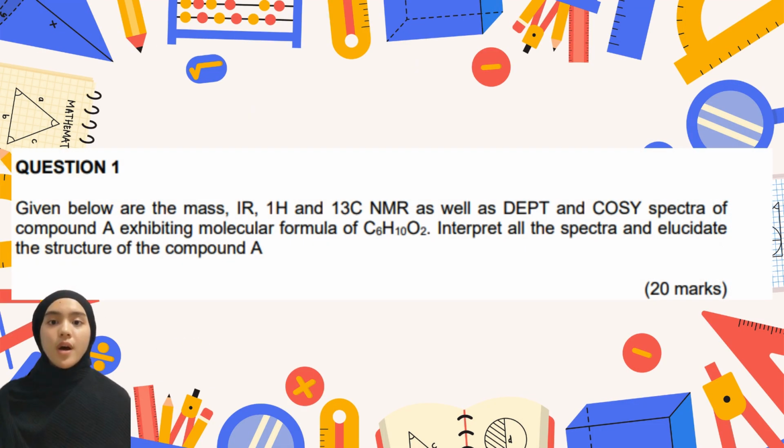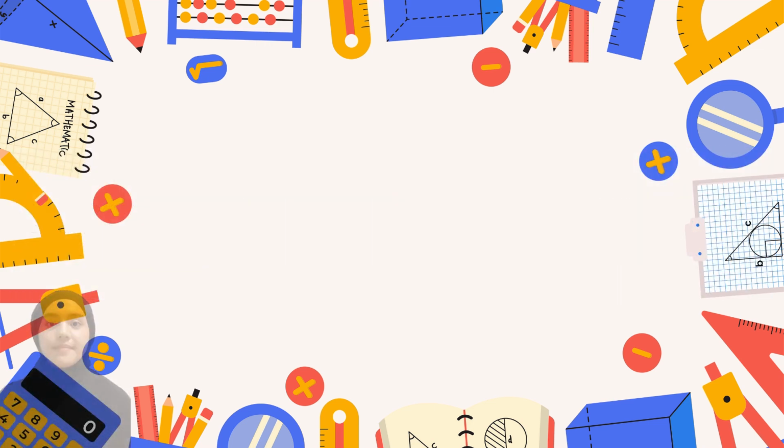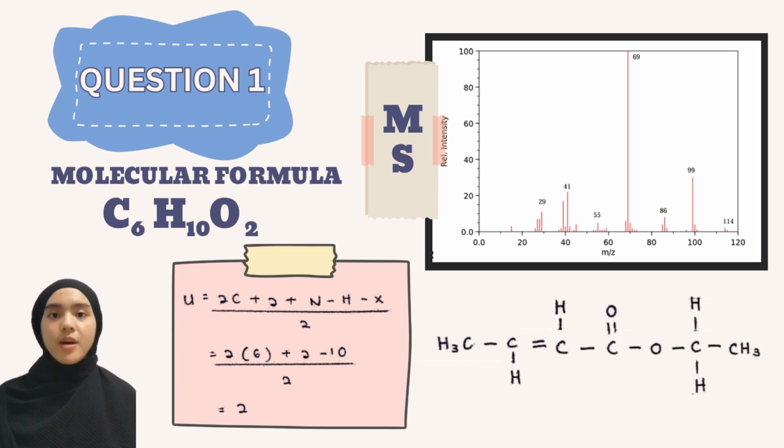In this video, we will be covering question 1 of the case study, and this is the given question. Based on the question, we are able to derive that the compound given exhibits a molecular formula of 6 carbon, 10 hydrogen and 2 oxygen. With this information, we are able to find the index of hydrogen deficiency, U.